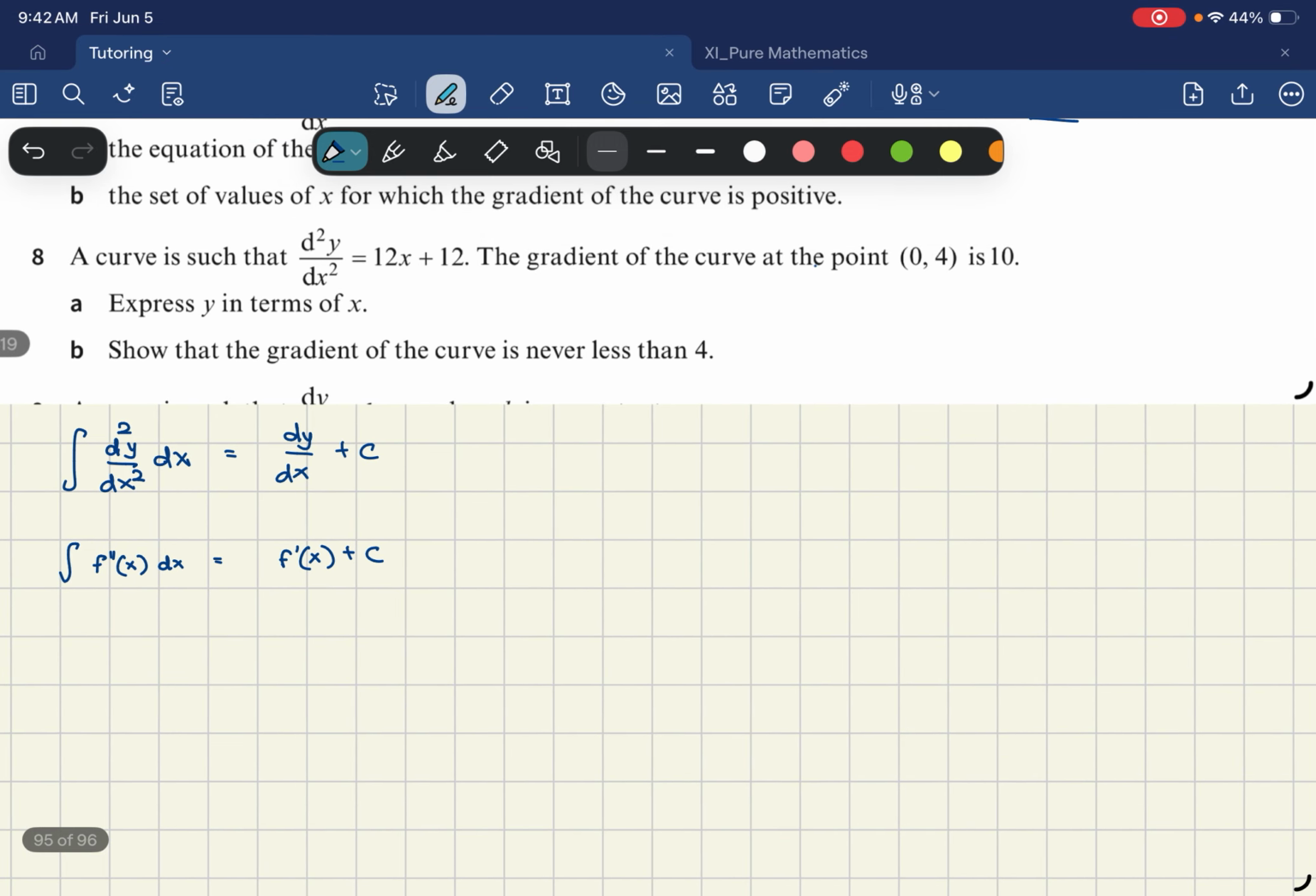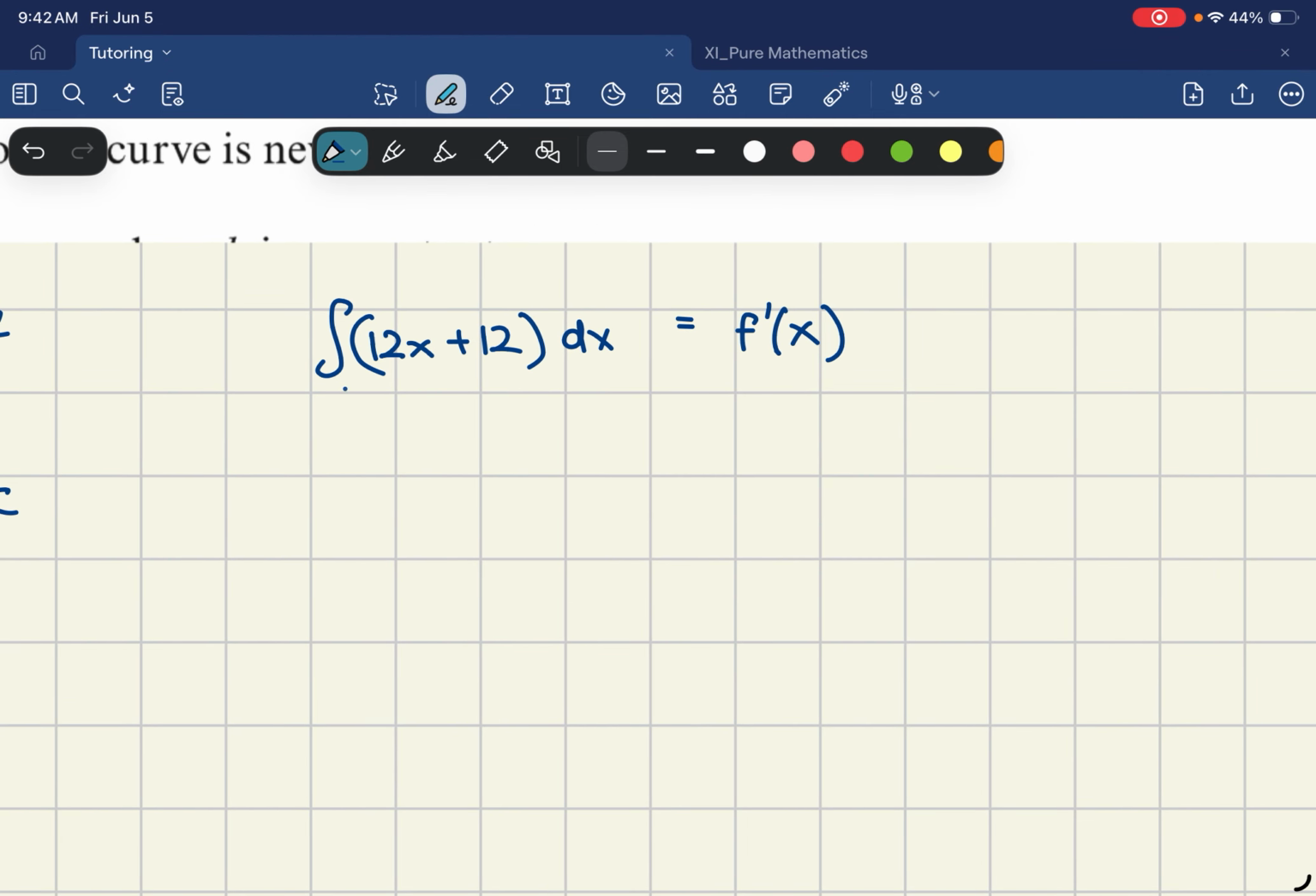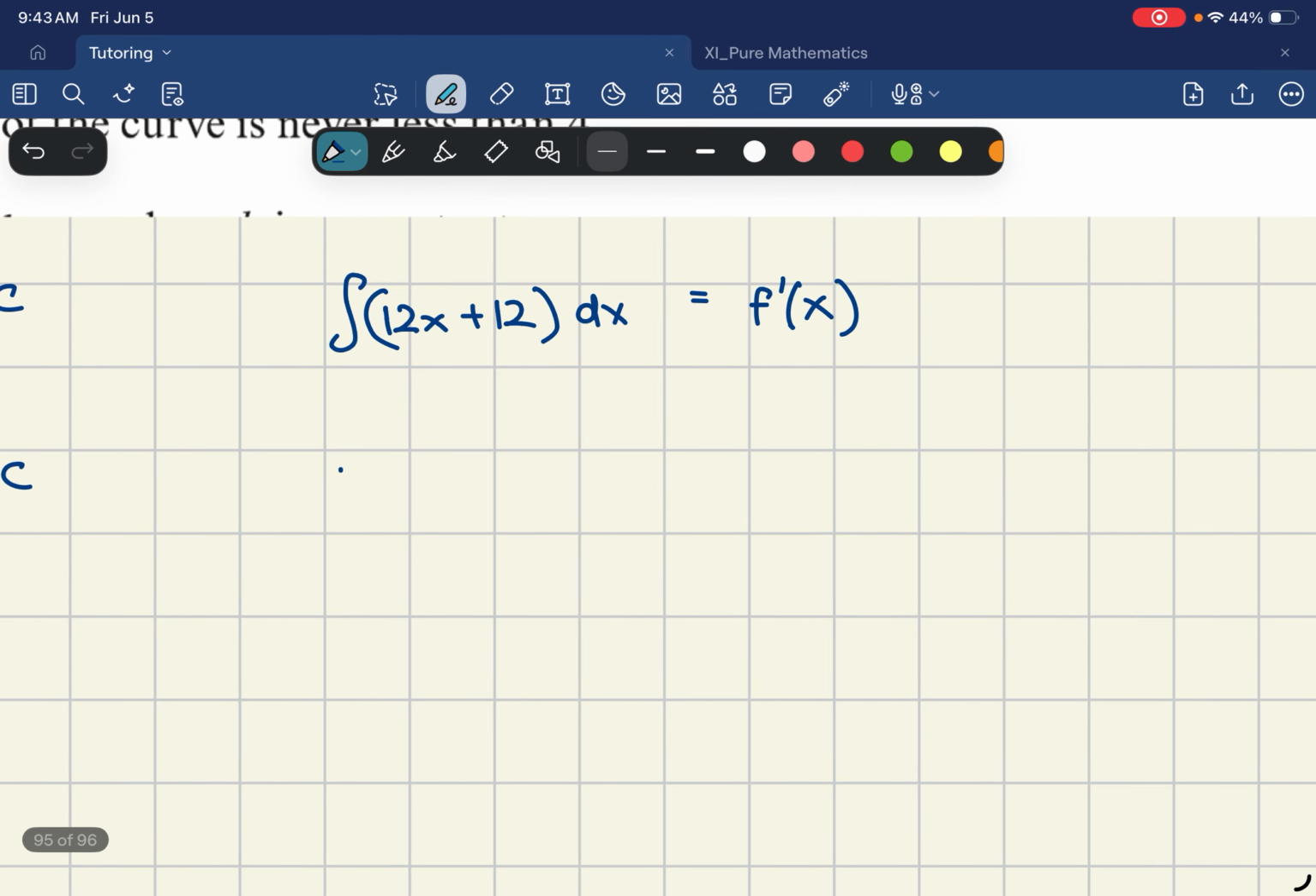So the gradient of the curve at the point. So we are given the gradient, right? All right. So let's integrate this. Let's integrate 12x plus 12 with respect to dx. And remember, this is going to give me f dash of x, not f of x. Right? We are integrating our second derivative, so we need to get our first derivative. So the integration is not that complicated. It's very, very straightforward.